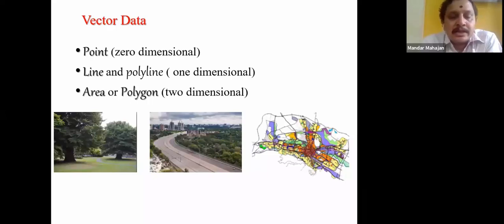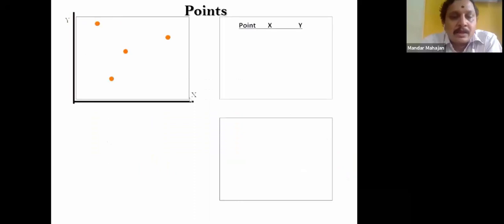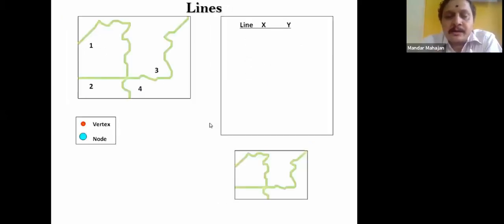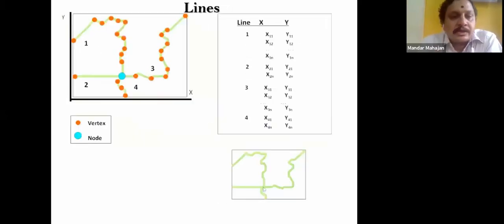For the linear feature, you can say a road. Here you do not consider the width of the road as far as network analysis is concerned. And for the area, suppose you want to separate out different colonies or areas, you can show them in two-dimensional form. For the points, there are different distributions of points with X and Y coordinates, and the attribute data stores the data. For the lines, you can see they run through vertices and nodes, and the coordinate system is written here.